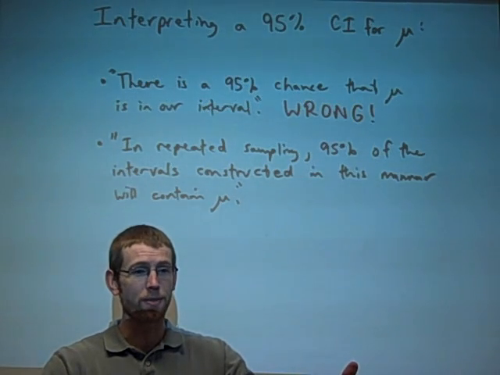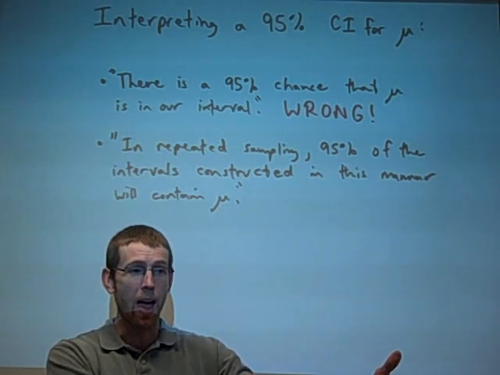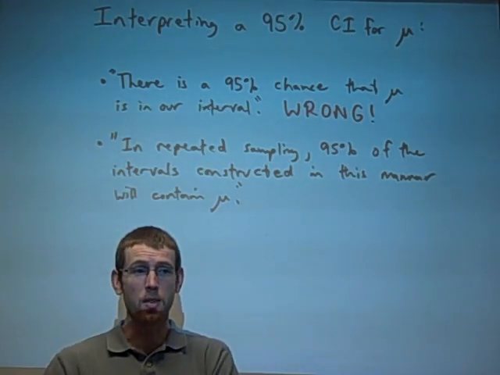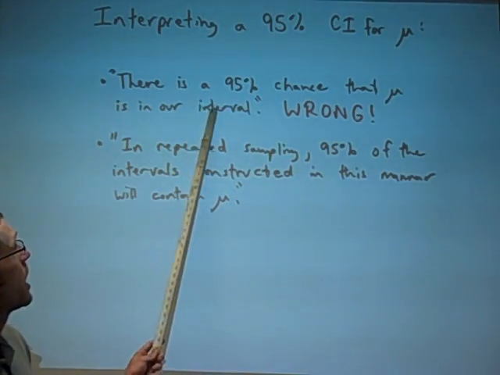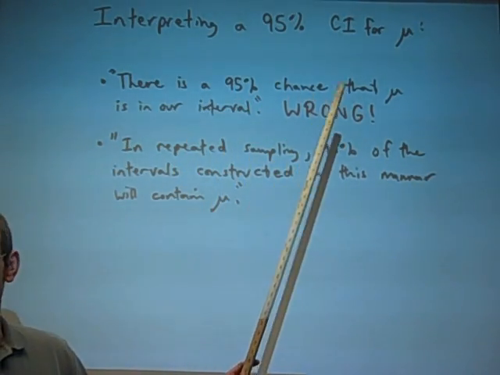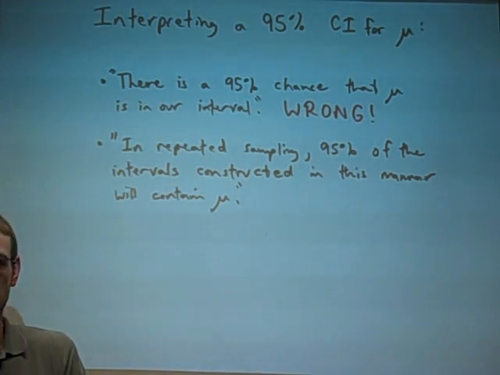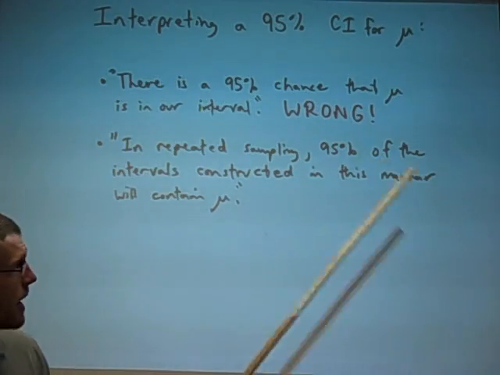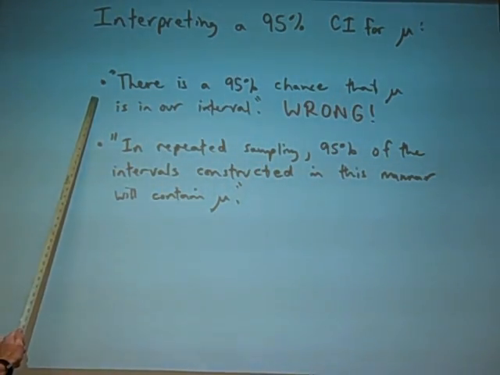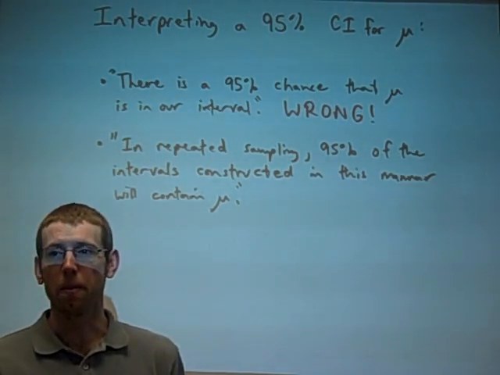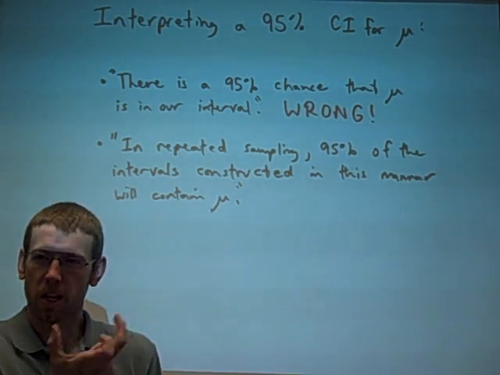If mu's 1.5, it's not in the interval. If mu's 2.5, it is in the interval. It's either in there or it's not. So to say there's a 95% chance that a fixed value is in that interval is wrong. Either it's contained in the interval, or it's not. So you can't say there's a 95% chance. The thing that's wrong with this is you're treating mu like it's random. Mu's not random. What's random? The endpoints of the confidence interval.